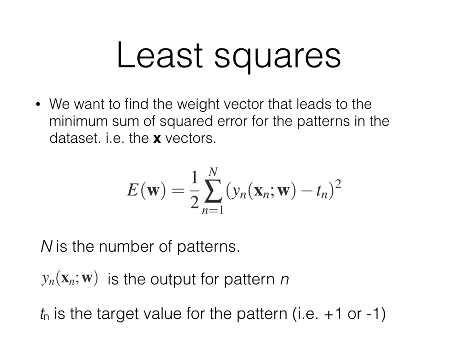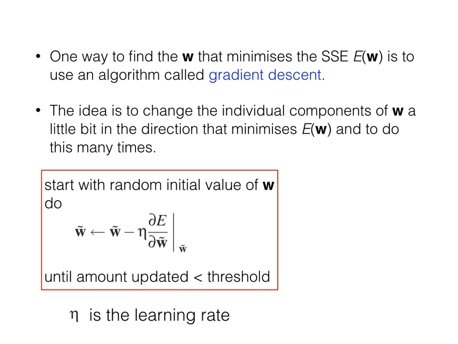So the bit on the right is the error for that pattern n. We're going to sum that up for all of the patterns, and then we're going to divide by half. Don't worry about that. That's just really to make the maths a bit easier in a minute when we take the derivative of it. So what we've just got here is the error for the particular weight vector. Now what we want to do is to find the weight vector that minimises that sum of squared error.